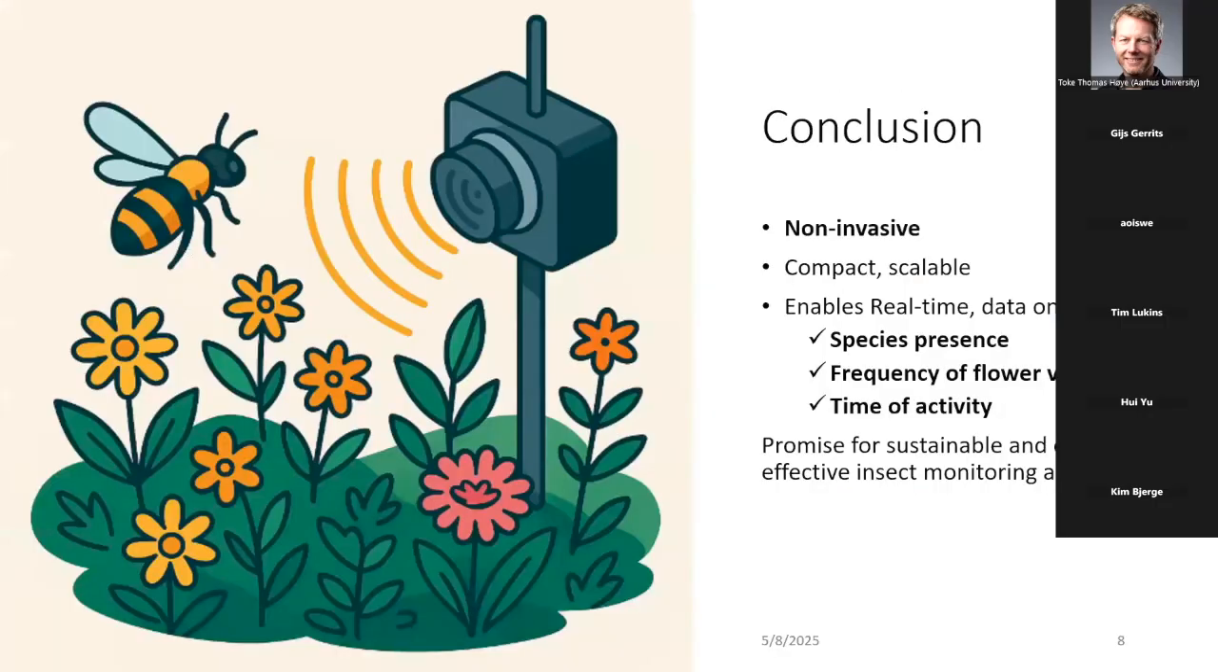So this shows some feasibility that we could use non-invasive, compact, scalable methods to identify the different species in an area. But we could also identify behavioral data, like which species are visiting the floral site, the frequency of flower visits, and which insects dominate under different environmental conditions. So this could be used as a complementary approach along with the current digitizing biodiversity monitoring methods.